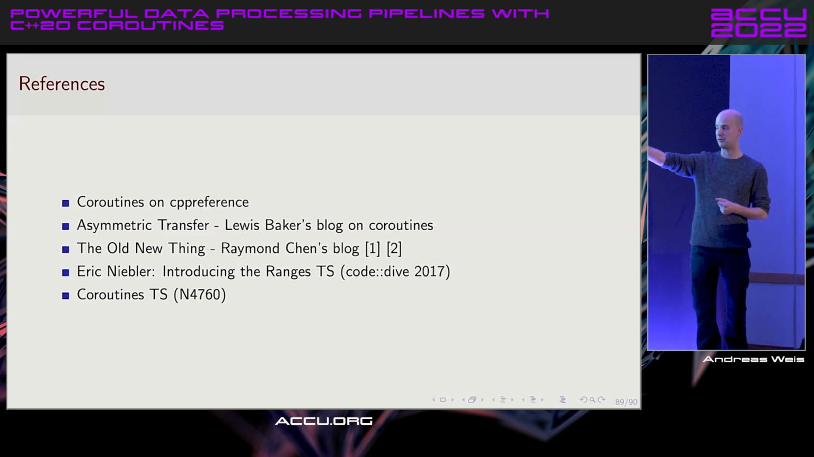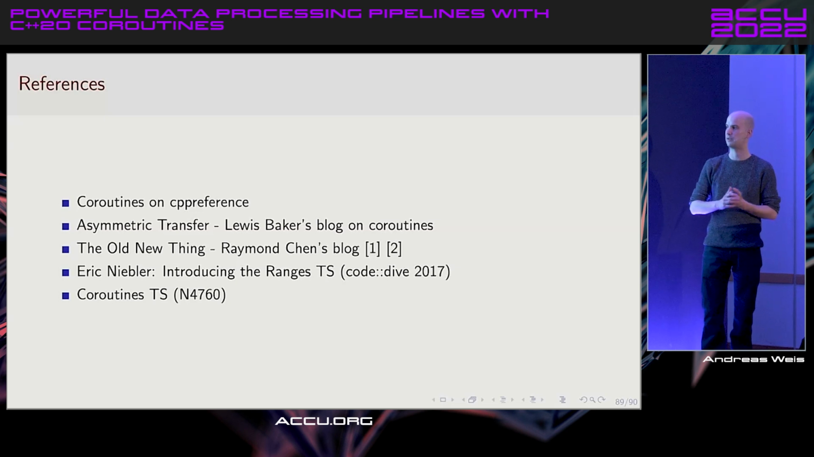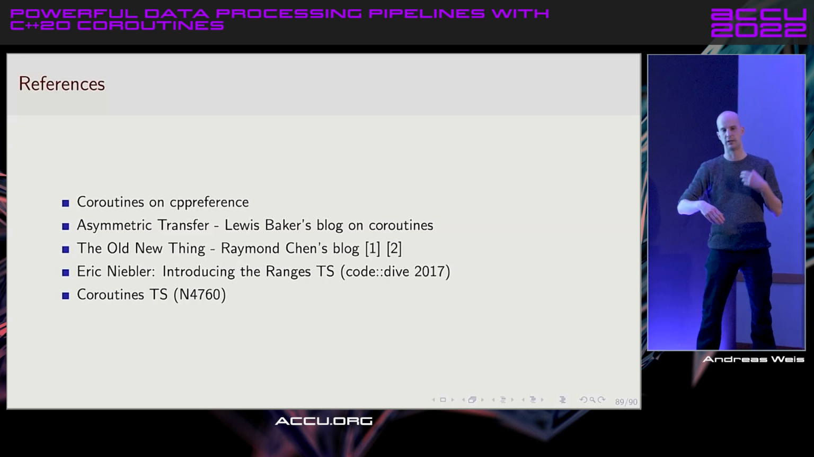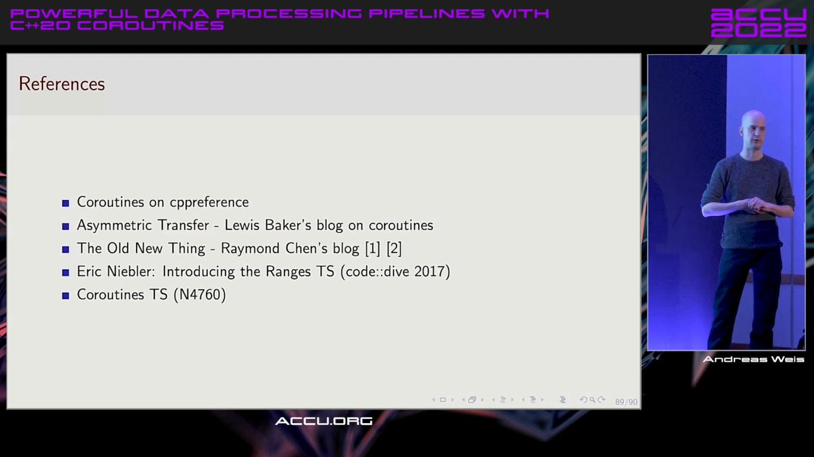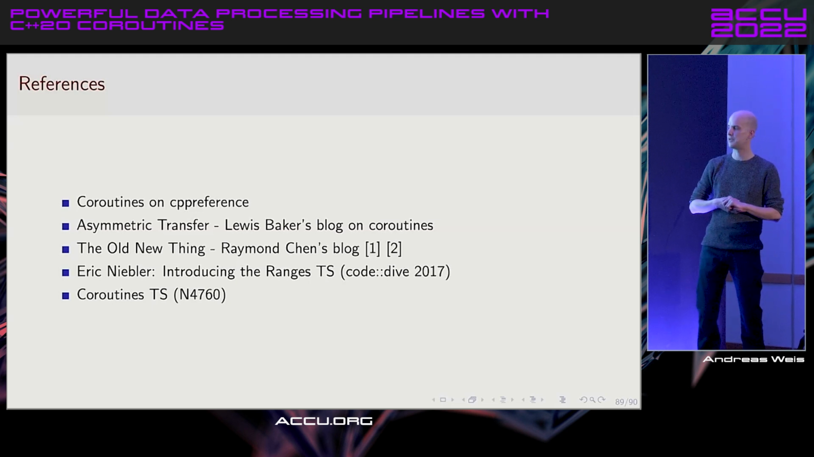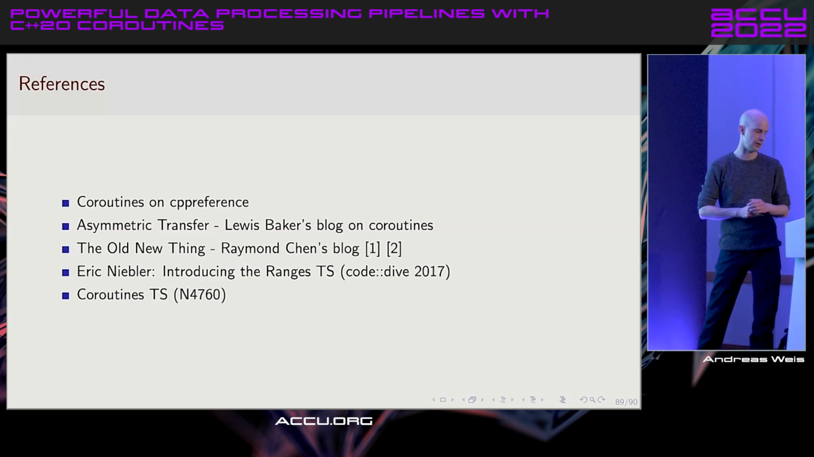Eric Niebler, in his Ranges talk at CodeType 2017, mentioned some interesting possibilities of coroutines, which is also closely related to what is going on with the executors proposal right now. So it's aged a little bit since it was in 2017, but it's still very interesting to check out to get a feel for the vision.